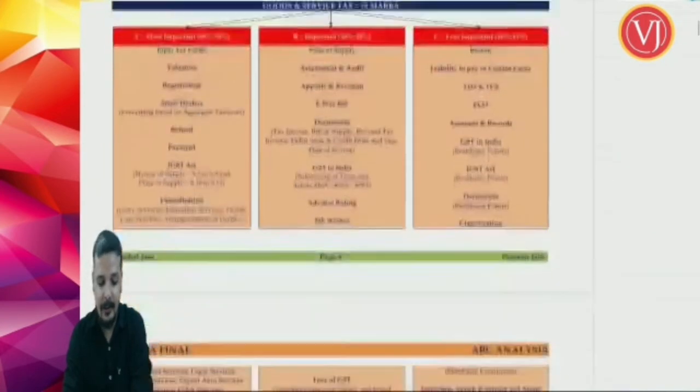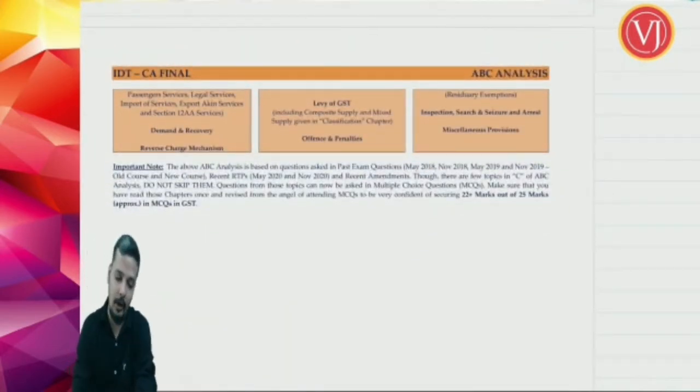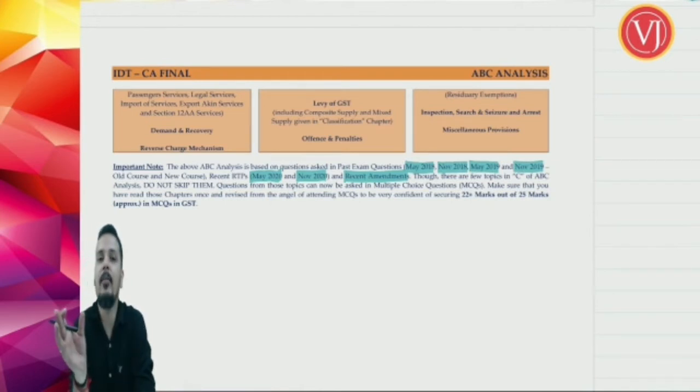And before I start with ABC analysis of your GST, again I would like to make it very clear that this ABC analysis is based on what? On your exam papers of May 2018, November 18, May 19 and November 19. Plus your revision test papers specifically May 2020 and November 2020 and recent amendments. Right, this is based on these backgrounds where we have analyzed what are important topics and for how much marks questions have been asked from which chapter. Based on that your ABC analysis have been prepared.